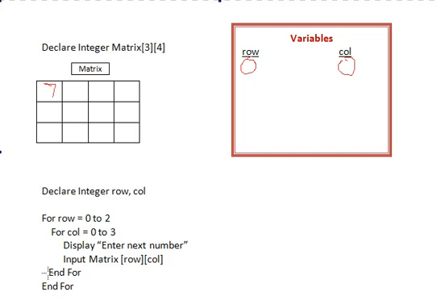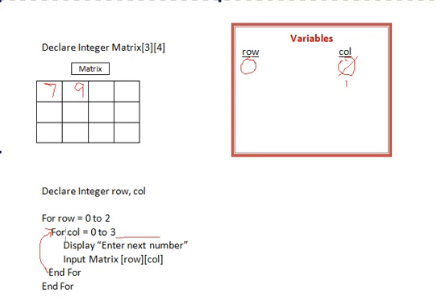Well, we're at the end of this for, and we will then go back up to the inner for. If you recall, if you don't have a step here, we automatically step by 1. So the column variable will be incremented by 1. And we test, is that exceeding 3? And the answer is no, it doesn't exceed 3. So we show the user to enter the next number. Let's say they key in 9. Where is that going to go? Matrix at 0, 1. So 9 will go right here.